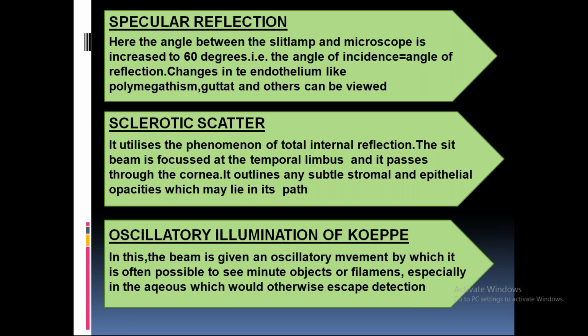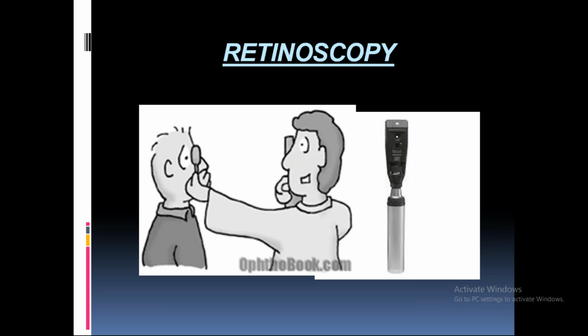These are the various illuminations: direct, indirect, diffuse, specular, sclerotic scatter, and oscillatory illumination. Specular reflection means the angle of incidence is equal to the angle of reflection. There is an angle of 60 degrees between the microscope and the slit lamp. That is called specular reflection.